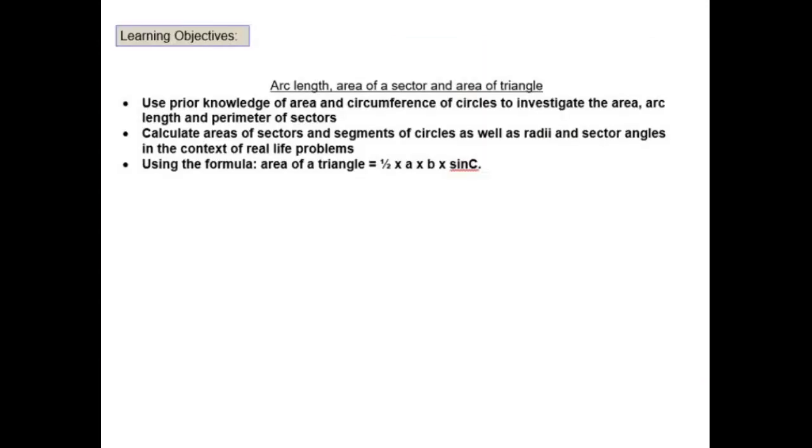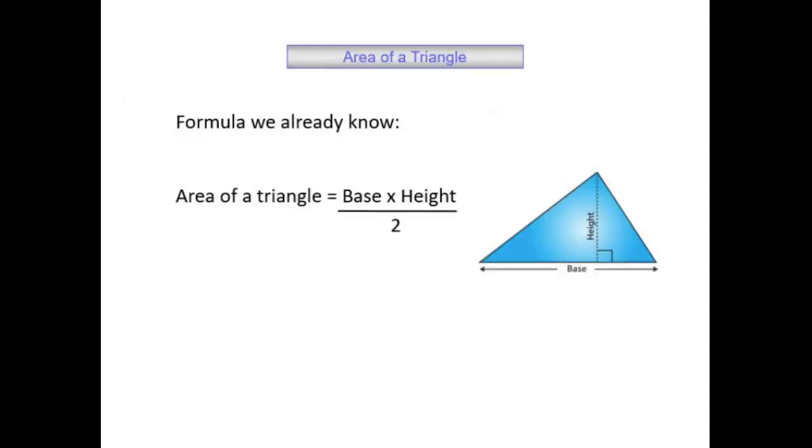Today's lesson is going to be on area of a triangle using the formula half AB sine C. You can see it's part of the scheme of work, so it's an extension from your perimeter, area, volume topic. You can see it at the bottom, using the formula area of a triangle equals half AB sine C.